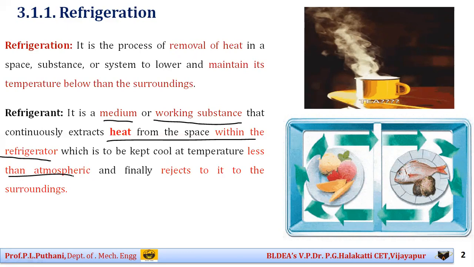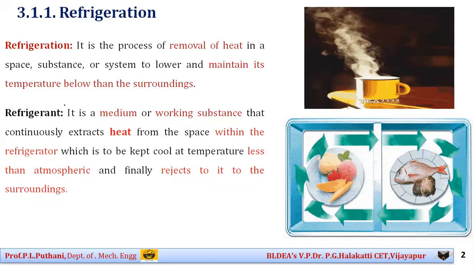And this heat which is extracted inside the refrigerator has to be rejected. Where does it have to be given out? It has to be given out to the surroundings. All this is done by a working medium or an agent, which we call a refrigerant. It is nothing but a chemical substance. In the next classes, we'll be seeing what this refrigerant is and more.